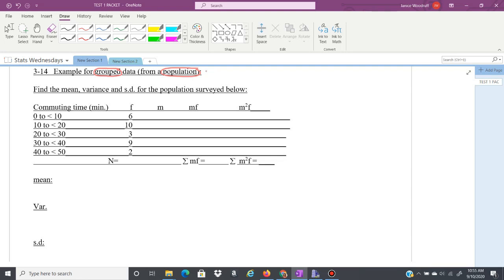So we've got to do a couple of things with this. First thing we need to do is find how many people were in this. It's a population, so it's all of the employees at the company. So we're going to add these. 6 plus 10 is 16, plus 3 is 19, plus 9, yeah. So we get 30 here. There are 30 people at the company. So that's your population size, your N. Then we need to find the midpoints. Does anybody remember how to find the midpoint of grouped frequency?